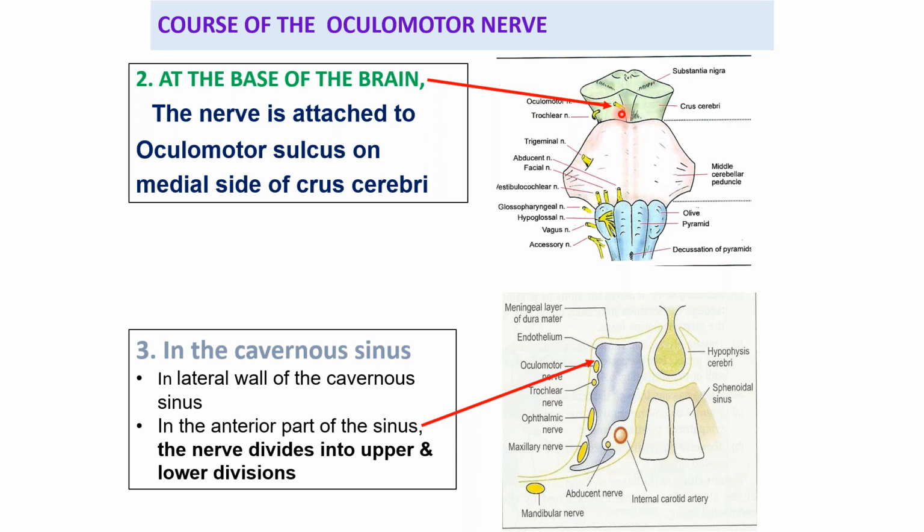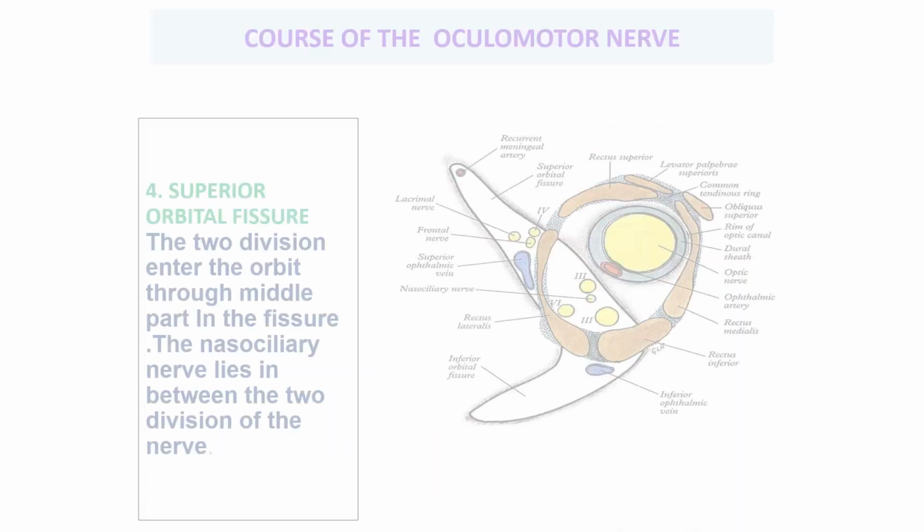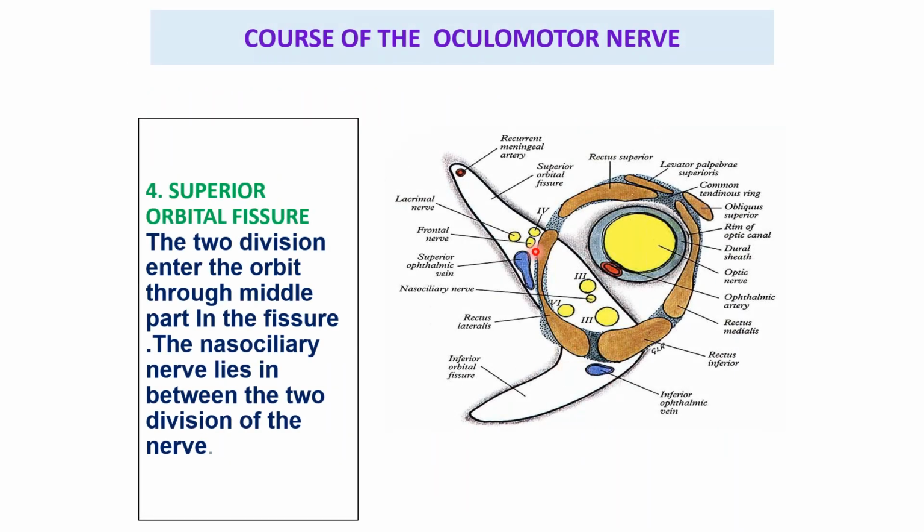Now, from the base of the brain, it will then reach the cavernous sinus. It passes through the lateral wall of the cavernous sinus, and it is related superior most. Below it will be the trochlear nerve, and the ophthalmic and maxillary divisions of the trigeminal nerve. The abducent nerve, remember, is in the medial wall. So when it goes through the cavernous sinus, where does it reach? It reaches the superior orbital fissure.